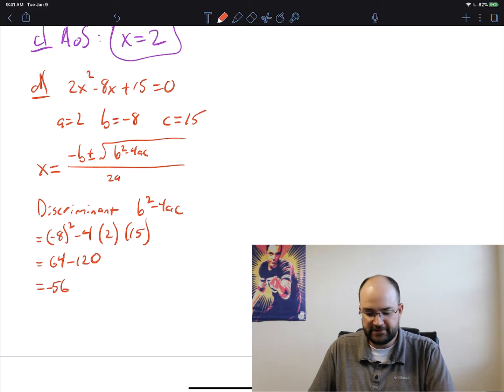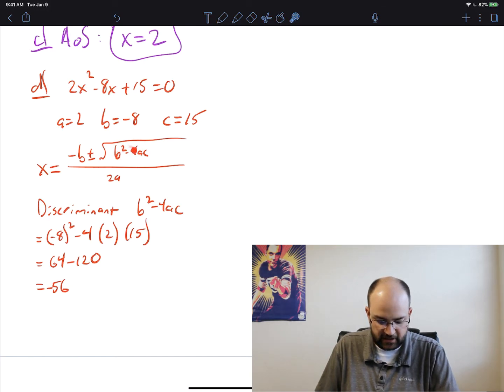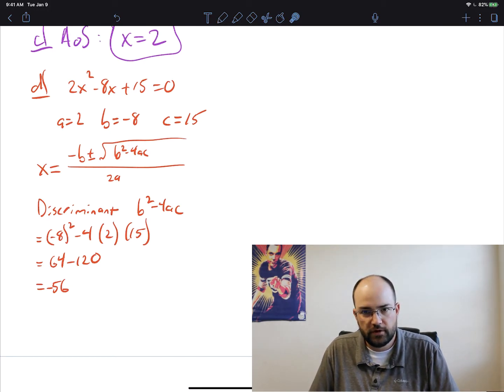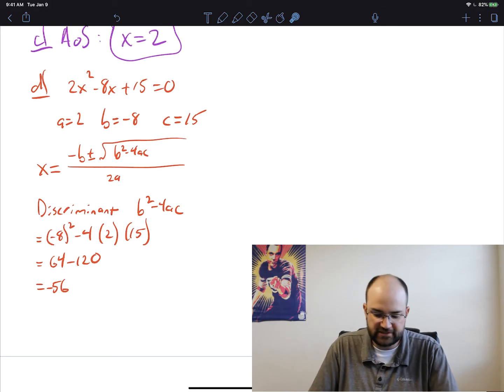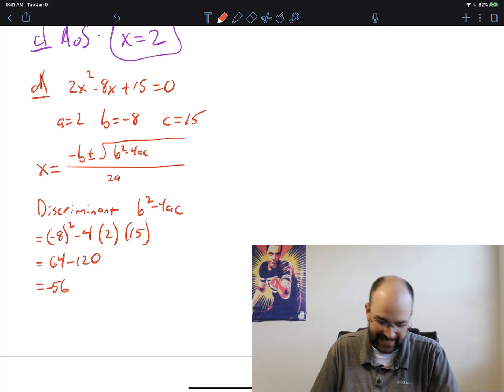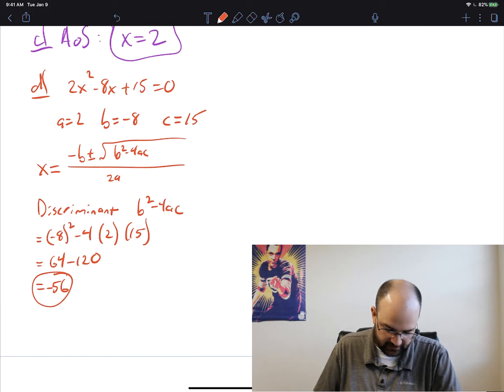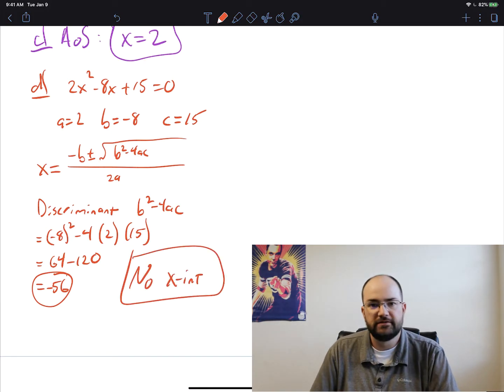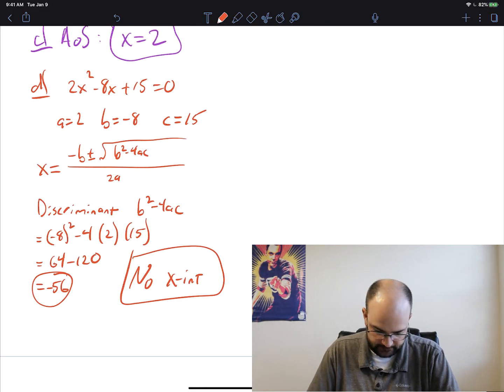is a negative 56. And the problem is that if it's negative underneath, we get an imaginary number, which means it does not cross the x-axis. So because that's a negative, there is no x-intercept. Very important to see that.